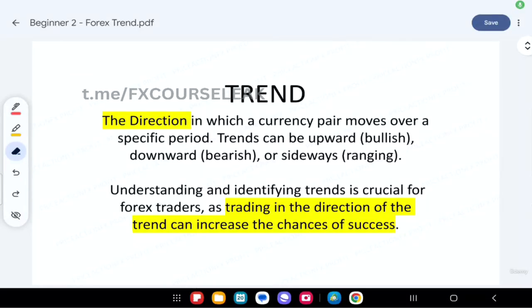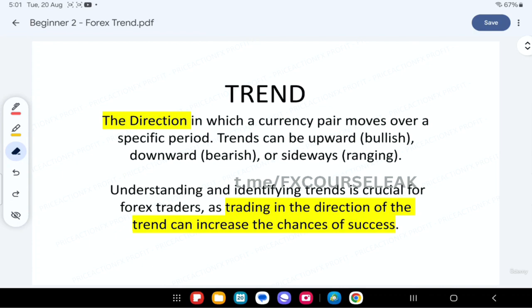Hi, in this video, we're going to talk about the trend. So what is the trend? It's actually a direction in which a currency pair moves over a specific period. So there are three trends that we can determine.